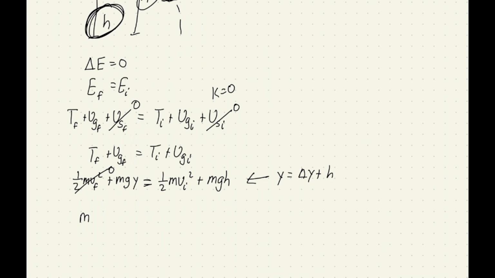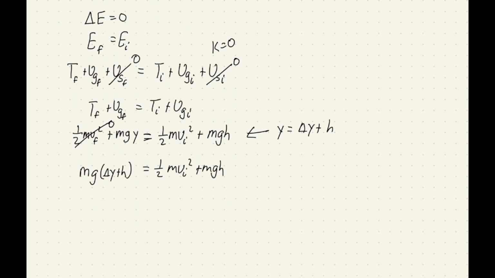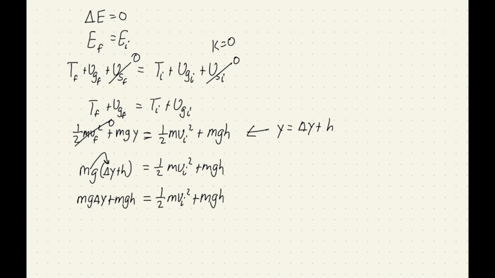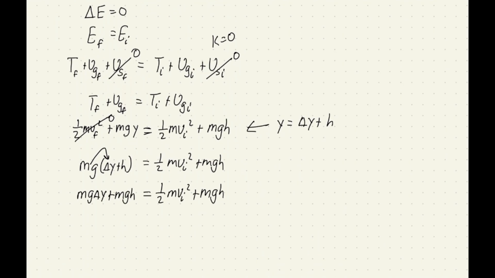So I can rewrite mgy as mg times (delta y plus h), which is equal to 1/2 m v initial squared plus mgh. I can FOIL this out, so I multiply mg to delta y plus mg multiplied to h, which will be equal to 1/2 m v initial squared plus mgh. That's interesting. I have an mgh on both sides. What if I subtract it out? They both go to 0, and I get that mg delta y is equal to 1/2 mv initial squared.